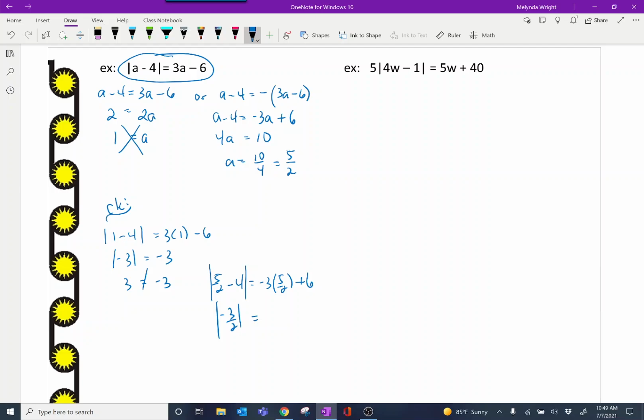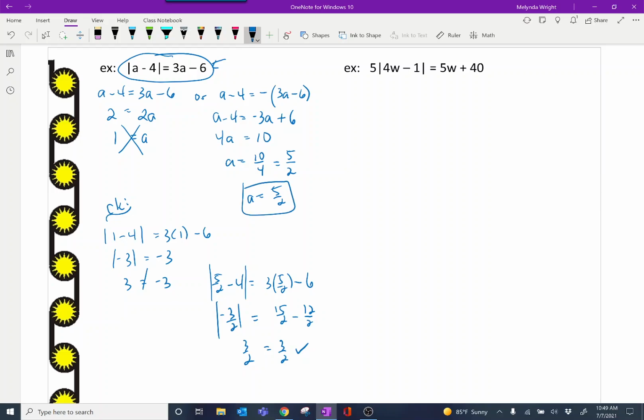So we've got negative 15/2 plus 12/2 gives us, let's see, oops, I have my signs flipped. Silly me. We're looking at this one right here. So I've got 15/2 minus 12/2. That would be 3/2 equals 3/2. And that's a check. So this is a equals 5/2, actually the only solution to this one.